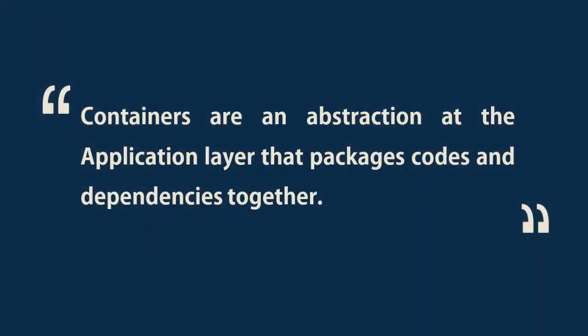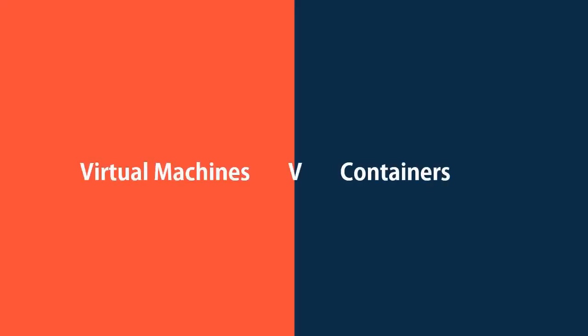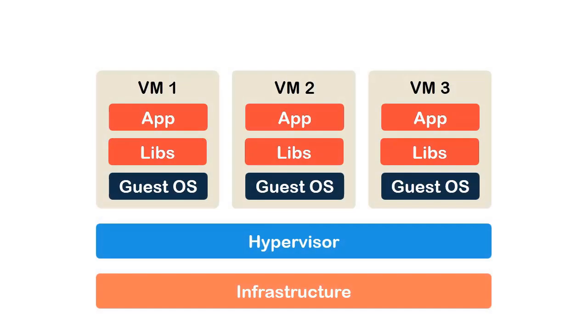Containers are an abstraction at application layer which packages codes and dependencies together. Let's compare them architecturally with VMs. In a traditional VM architecture, we have a hypervisor like Hyper-V or KVM on top of hardware infrastructure. These are also called Type 1 hypervisors since they don't need a host operating system.